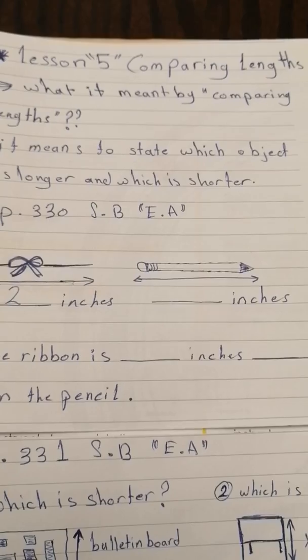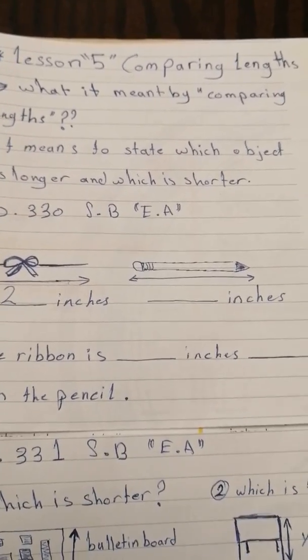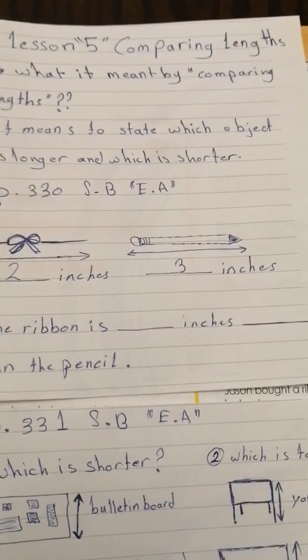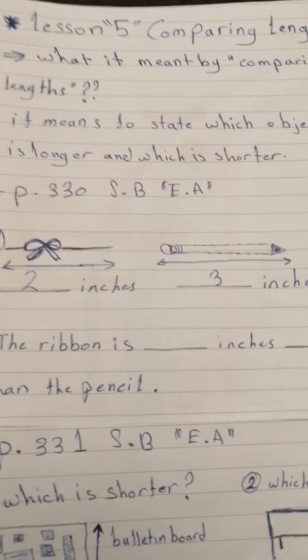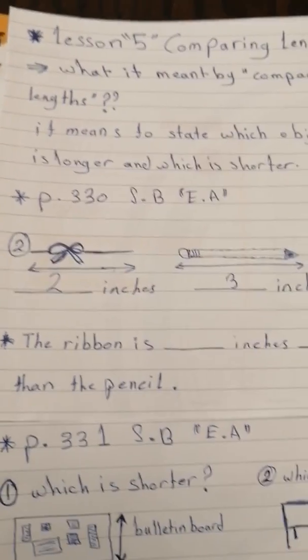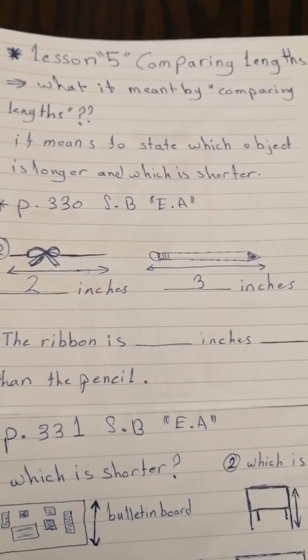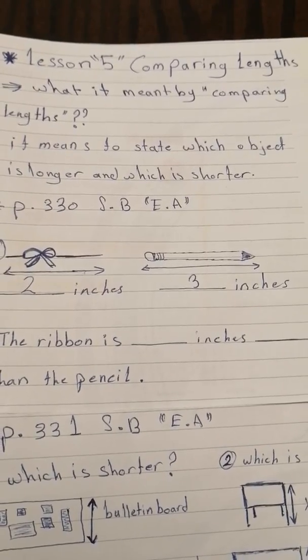What about the pencil that we have? Also we can measure it by using an inch ruler, and it will be 3 inches. Now we have a ribbon which is about 2 inches and a pencil which is about 3 inches.